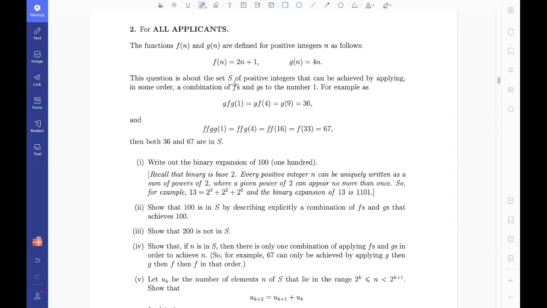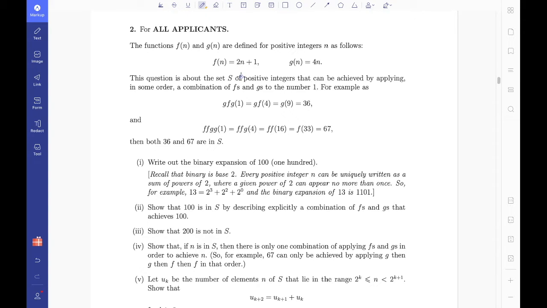This question is about the set S of positive integers that can be achieved by applying, in some order, a combination of f's and g's to the number 1. For example, gfg1 equals gf of 4 equals g of 9, which is 36. Okay, that seems to make sense. And they give you another example here for 67. So both of those numbers are in S because they can be generated in this way.